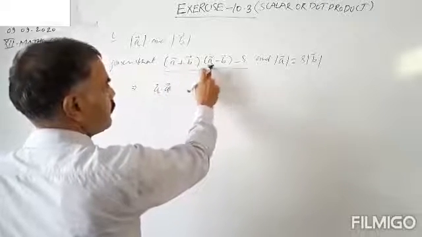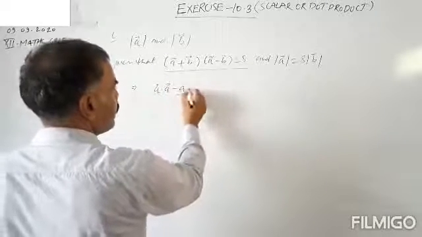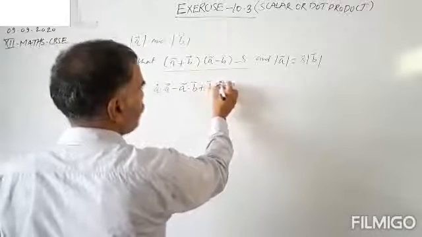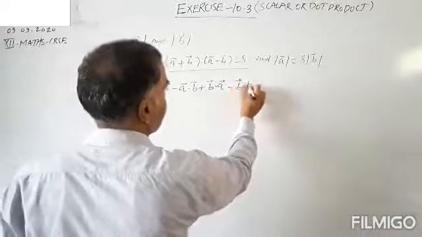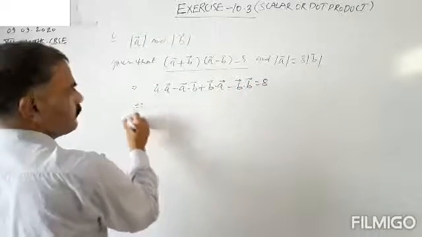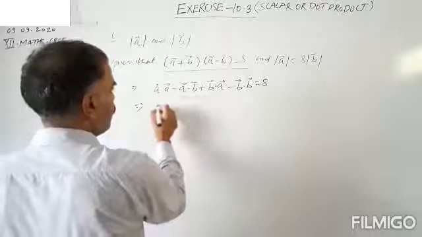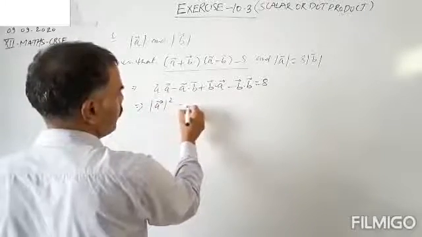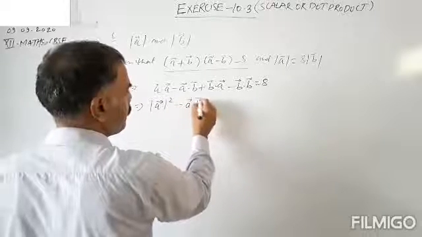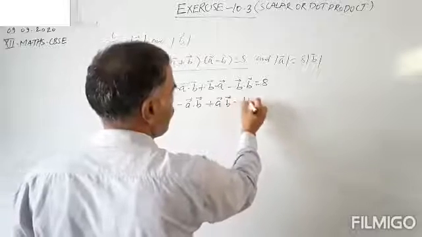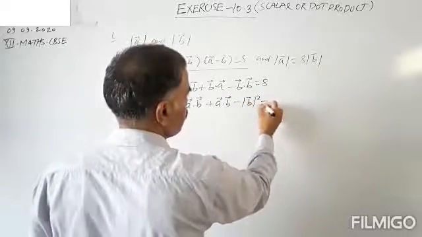A vector dot A vector minus A vector dot B vector plus B vector dot A vector minus B vector dot B vector is equal to 8. Here, A vector dot A vector is magnitude A vector square, minus A vector dot B vector, plus A vector dot B vector, minus magnitude B vector square is equal to 8.